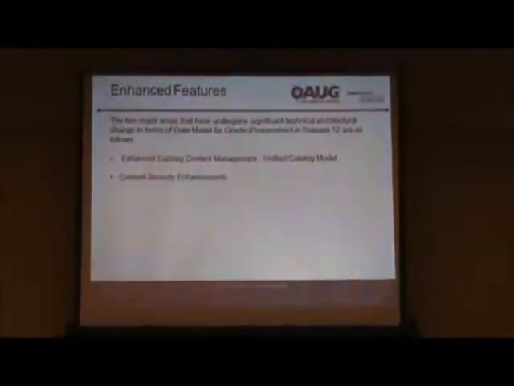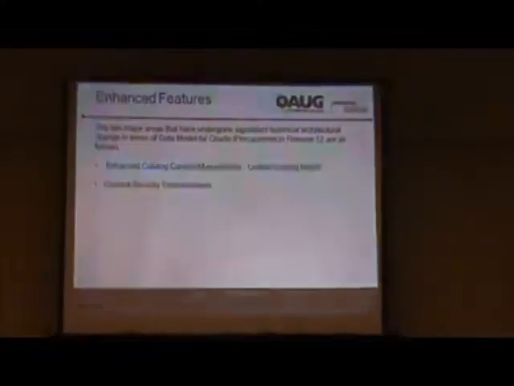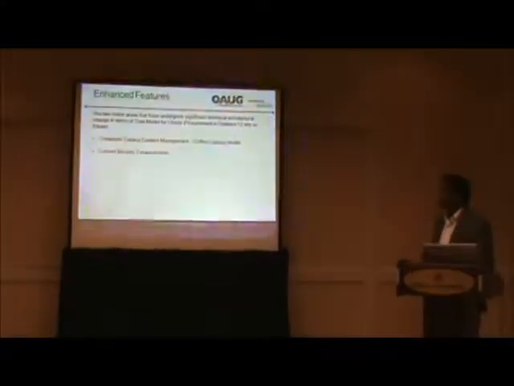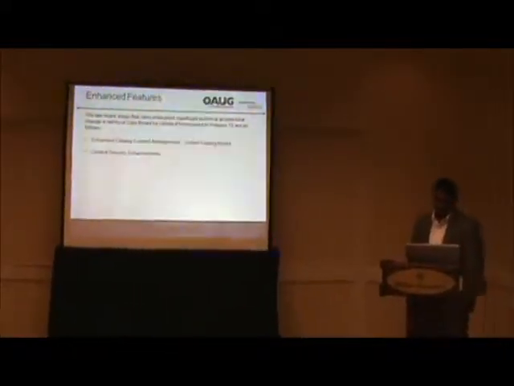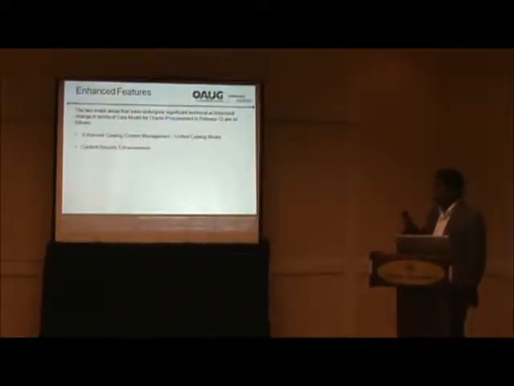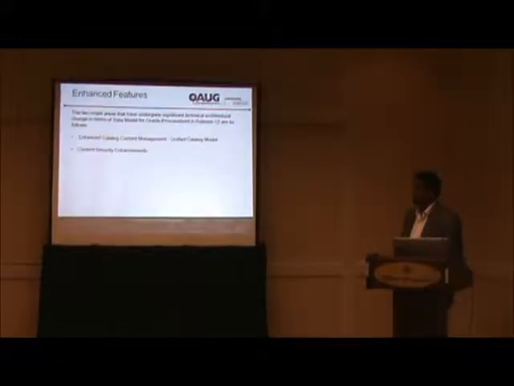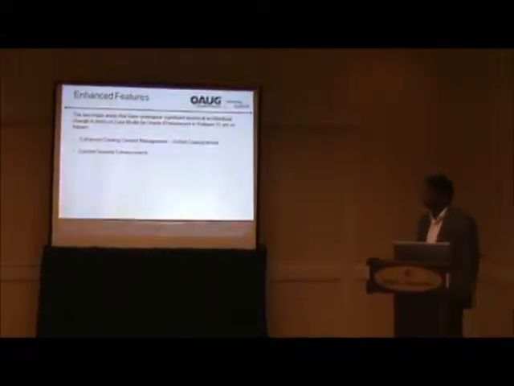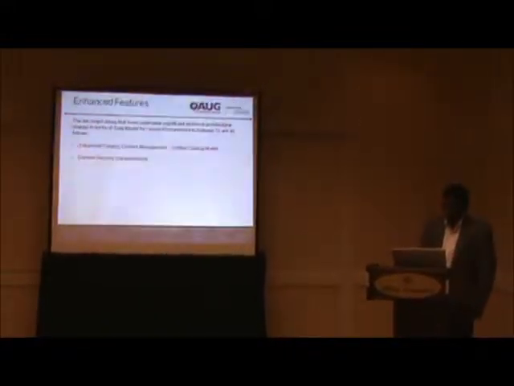So, what are the enhanced features in the iProcurement module? There are two major areas that have undergone considerable architectural change, which are basically catalog content management, and the other one is the content security model. I'm going to talk about those in the coming slides.